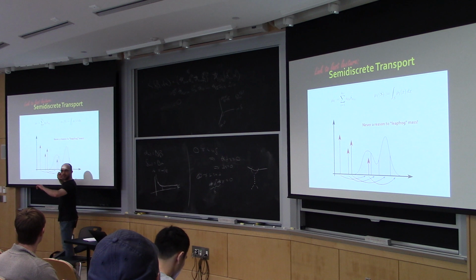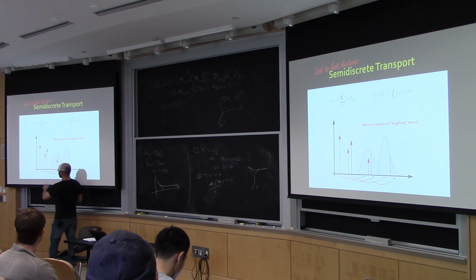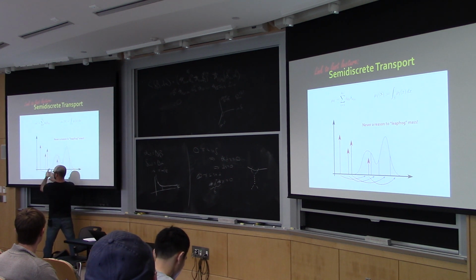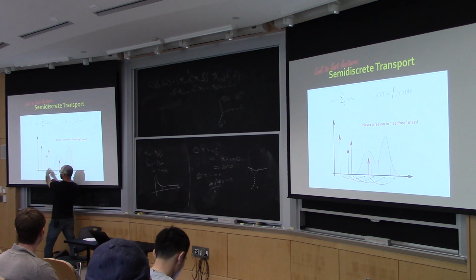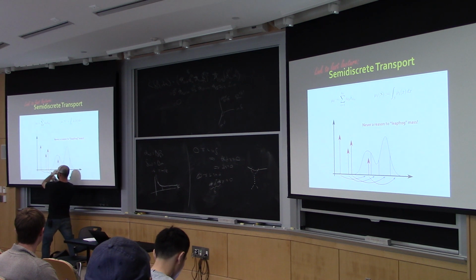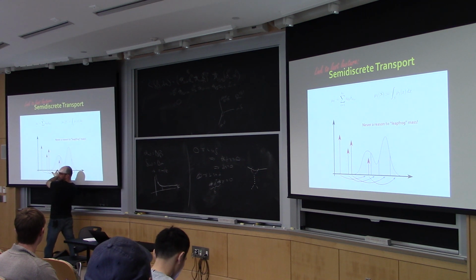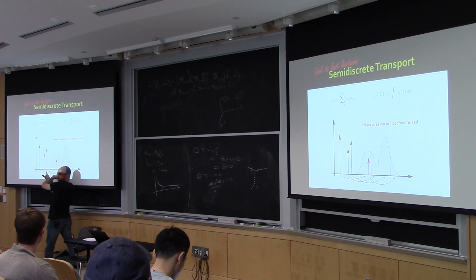In any event, the thing that you can convince yourself is that if this guy is to the left of this guy in one dimension, then all of the mass of this guy in the target distribution ends up to the left of all of the mass of the next guy. In other words, there's never a reason to do that in your transport plan. I think that's intuitive.